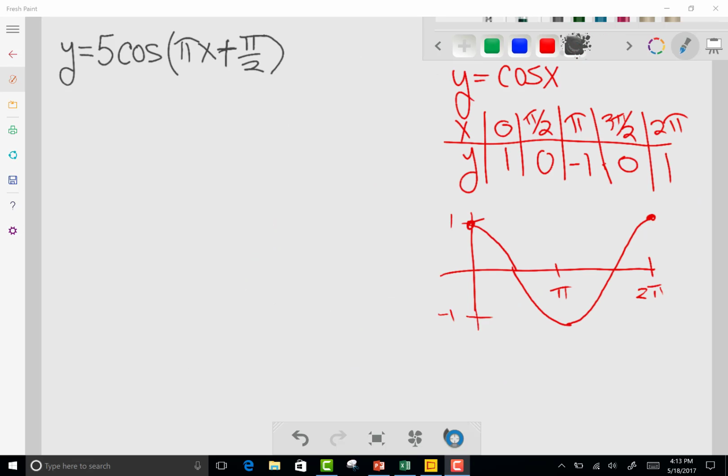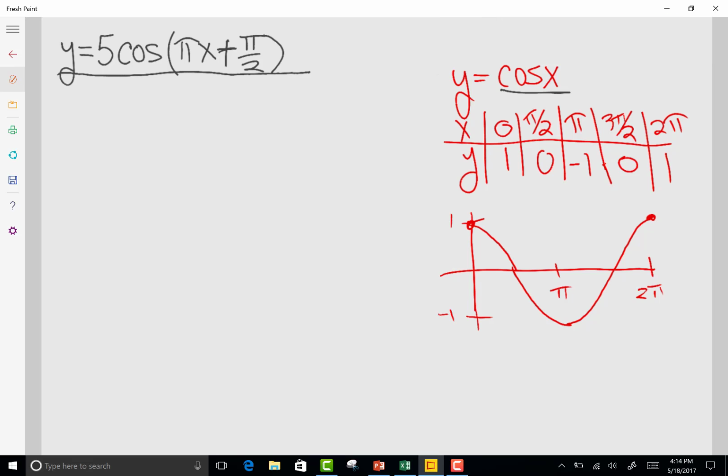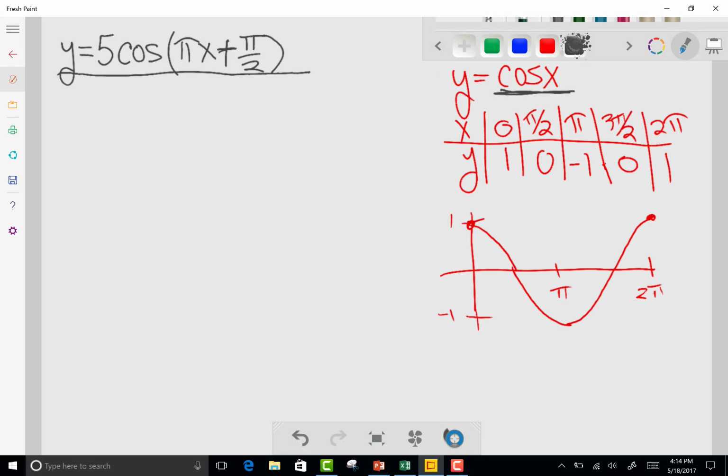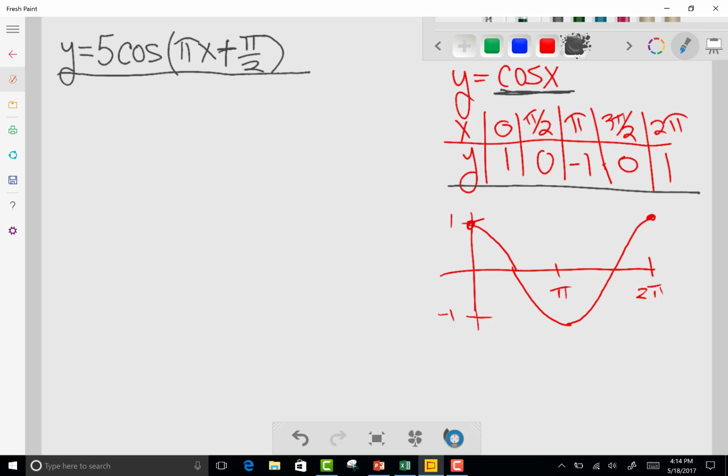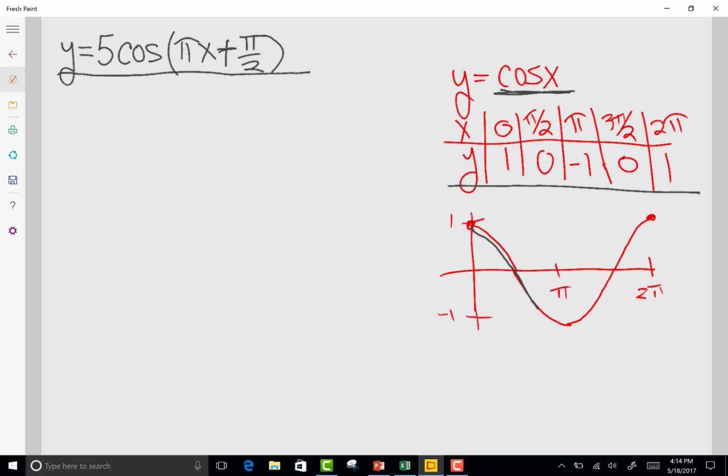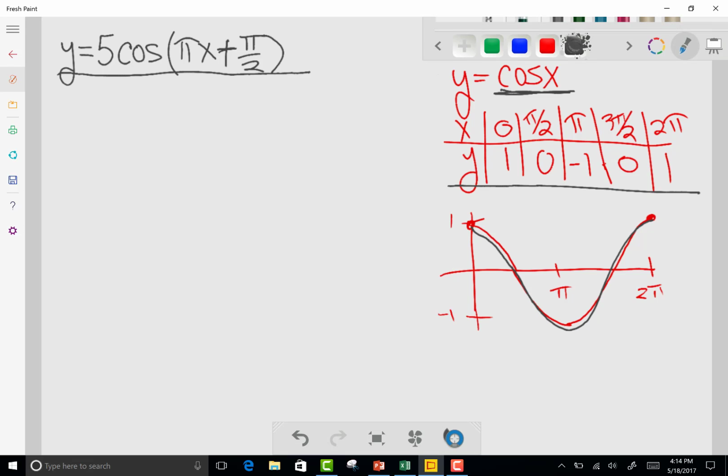Okay, here's our second example that we're going to graph. Here's our translated function. If you notice, this is a cosine function. So when we look at the mother function, we're going to be looking at cosine x. So here are the points for our mother function. And when we graph our mother function, it looks like a bowl if we look at just the first cycle from 0 to 2 pi.